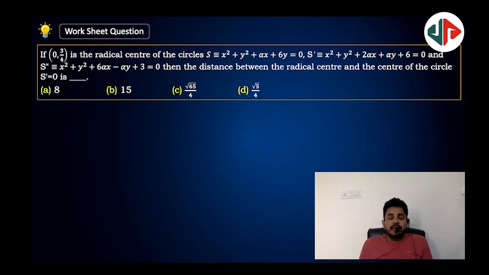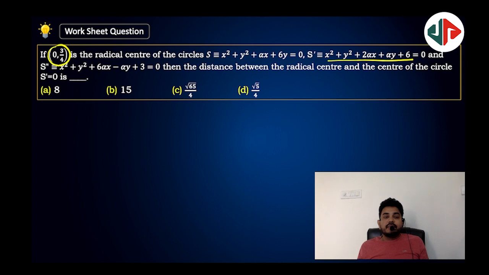Next question is, if 0 comma 3 by 4 is the radical center of these three circles, then the distance between the radical center and the center of the circle is the dash.